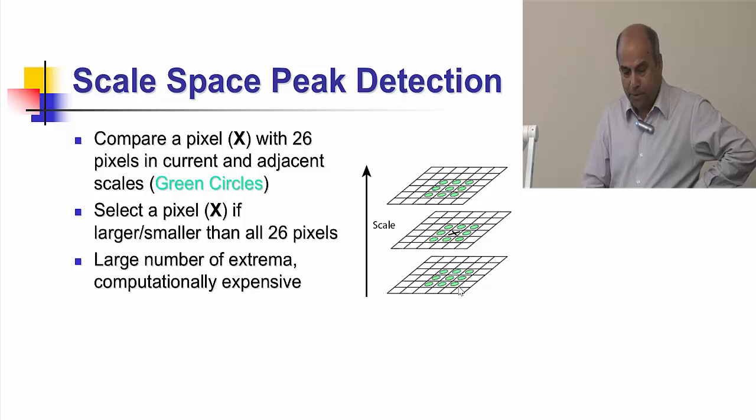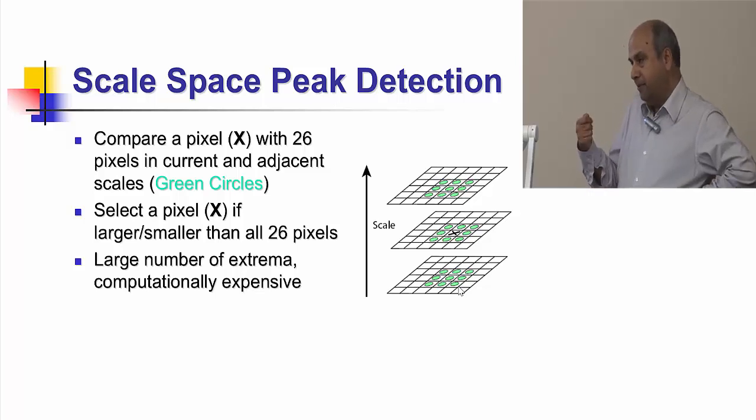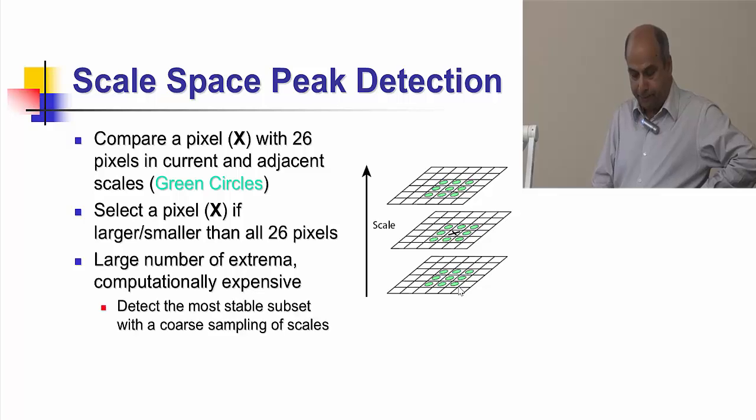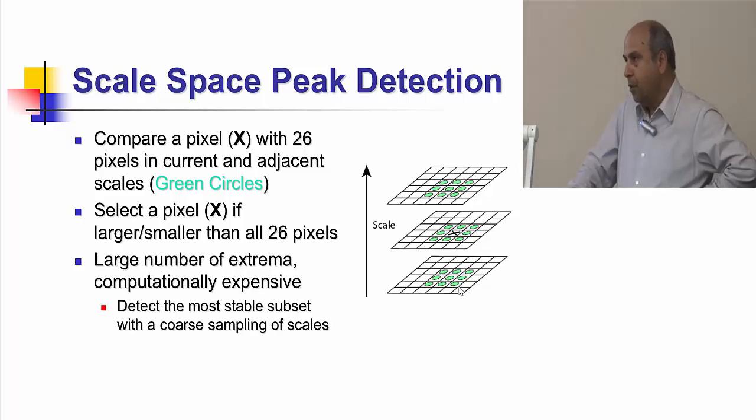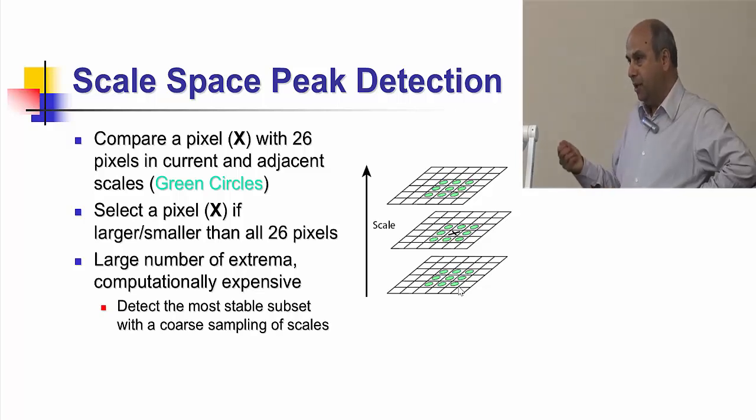And so that will give you a large number of extrema. These are minima or maxima, so that's called extrema. Now this will give you lots of them, because there will be many of these points which will be extrema in these 26 neighboring values. So then we want to refine these initial peaks. These are basically peaks, whether positive or negative peaks.